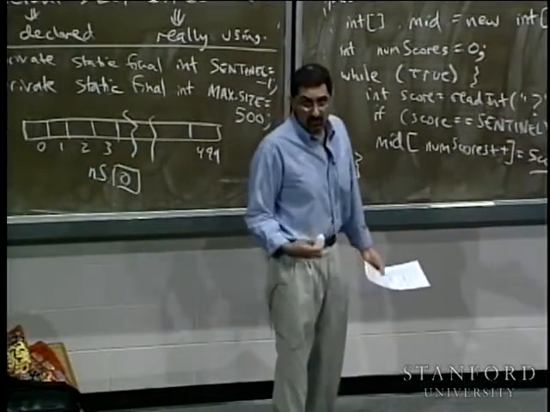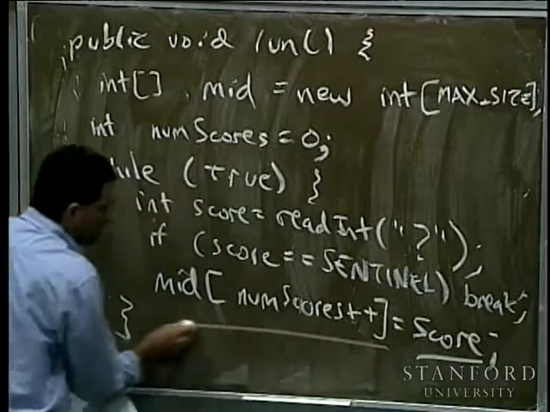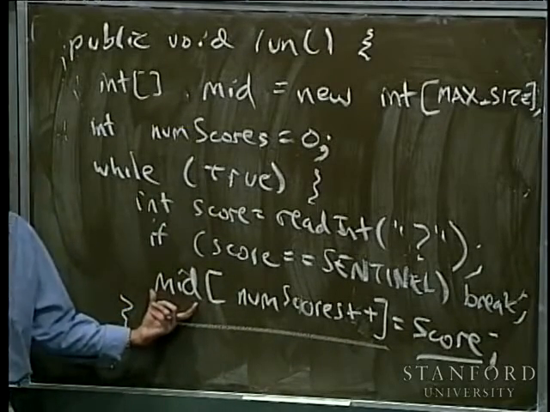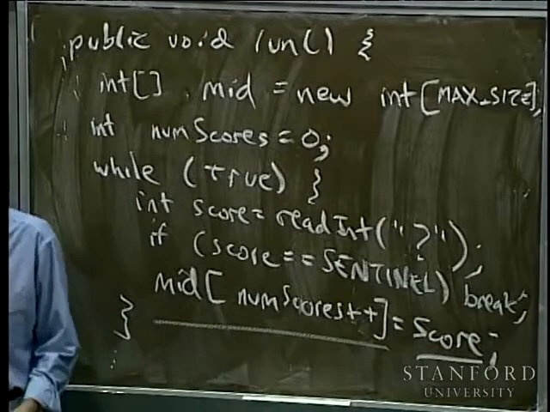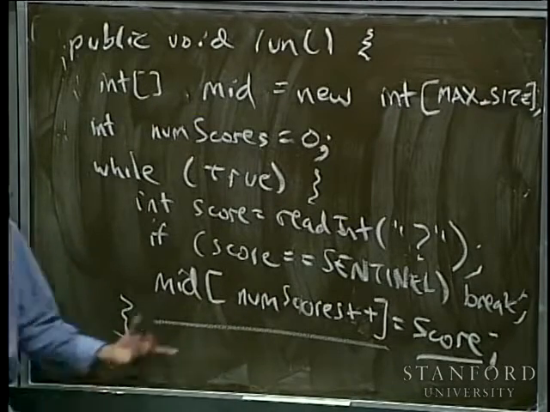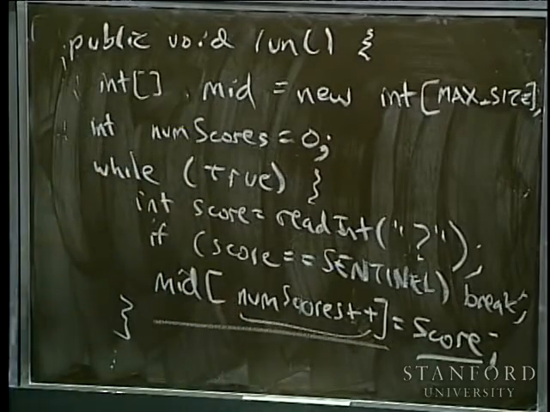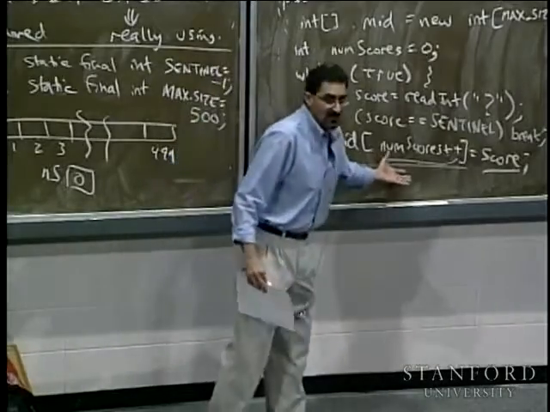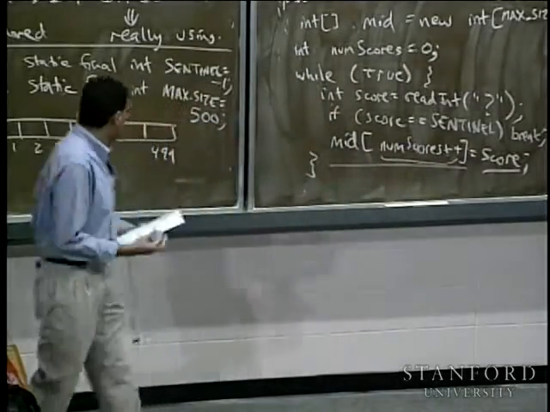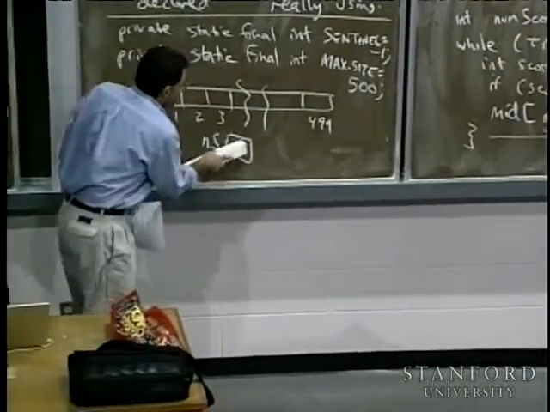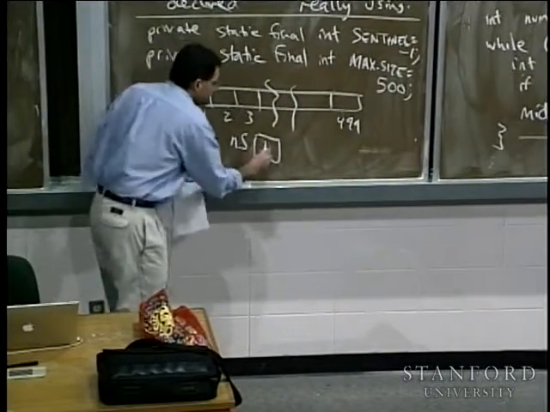That's all you need to do. Where am I going to store scores? I'm going to store it over here. How do I evaluate this? I say, okay, I'm going to store it somewhere in my array mid. Here's the array mid. Which one of these cells am I going to store it into? I'm going to store it into the cell given by num scores ++. This is a post increment. I add 1 to num scores. Num scores now becomes 1.